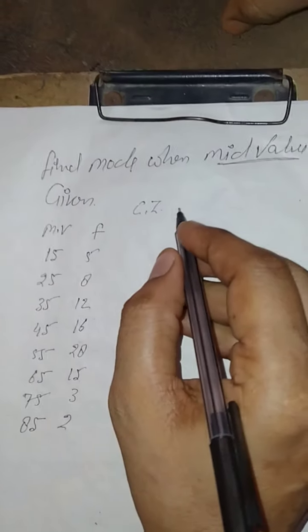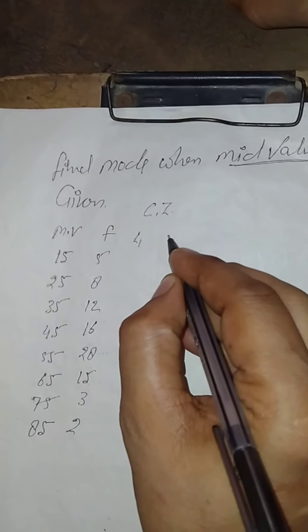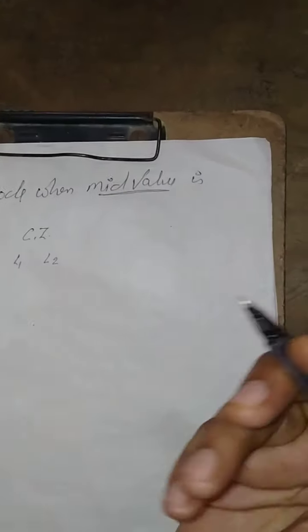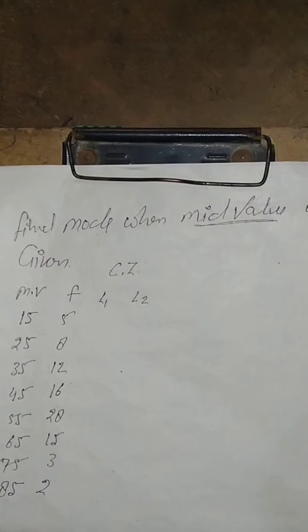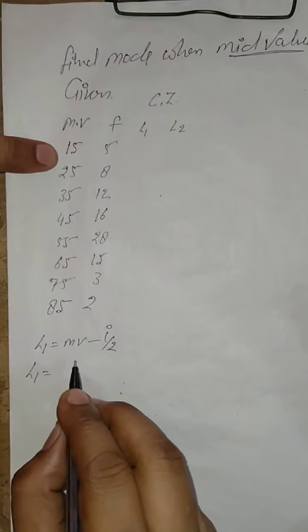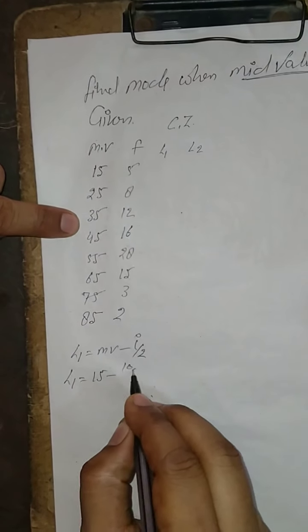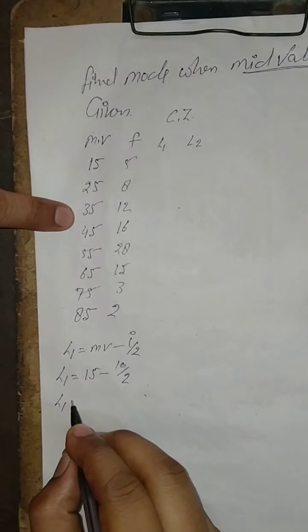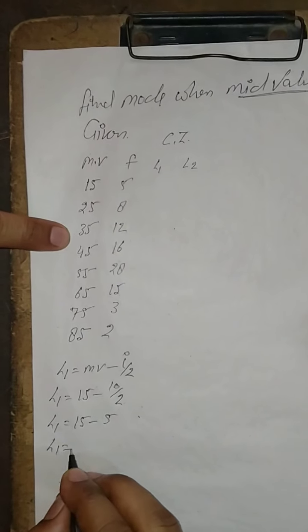In the class interval we have two limits. The first one is the lower limit L1 and the next one is the upper limit L2. So we are maintaining the class interval with the help of the mid value. The formula is L1 equals mid value minus I by 2. So L1 is equal to 15 minus 10 divided by 2, so L1 is equal to 15 minus 5. L1 is equal to 10.